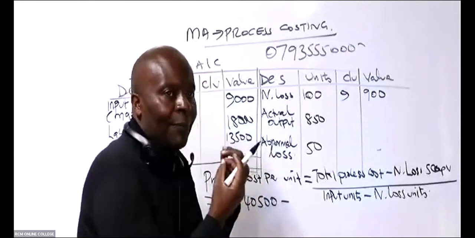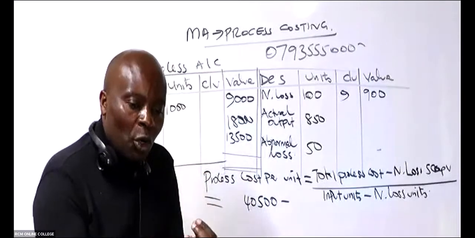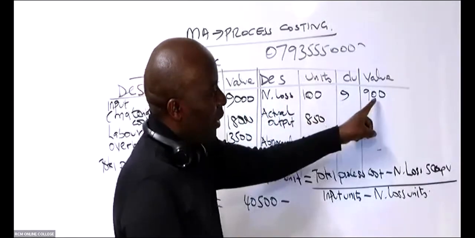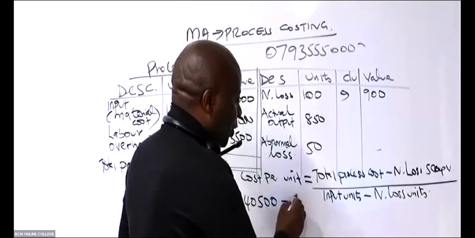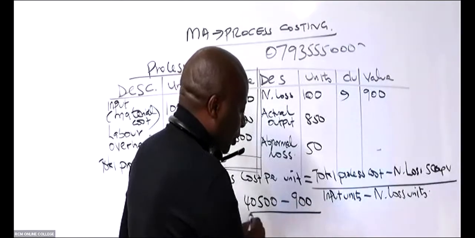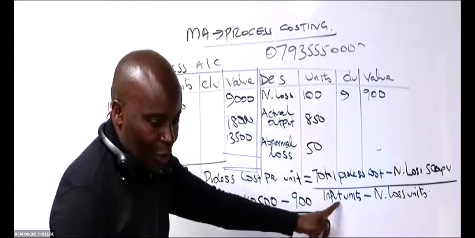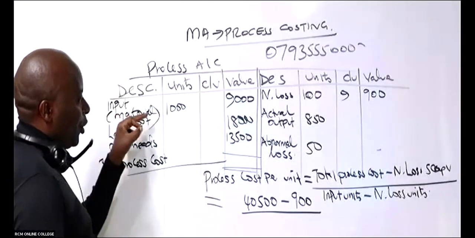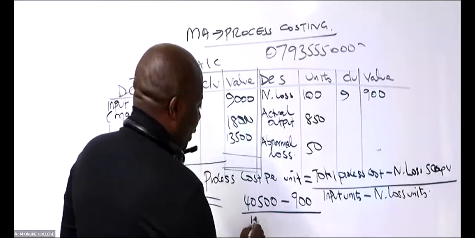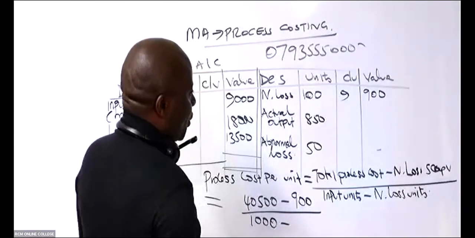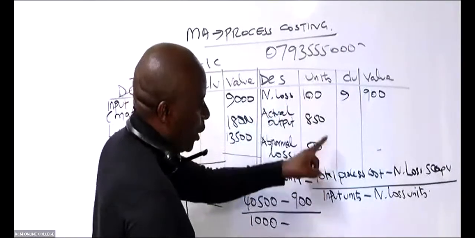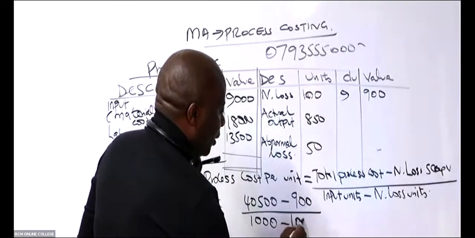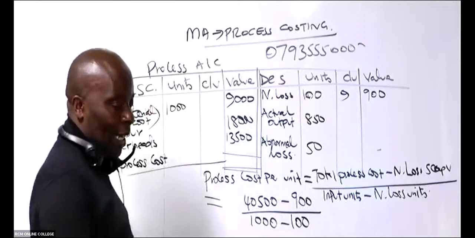Minus the scrap value of the normal loss. Scrap value of the normal loss is here, 900. So minus 900, all over the input units. Input units are these material units. The material units were 1,000 minus the normal loss units. Normal loss units, which are 100.